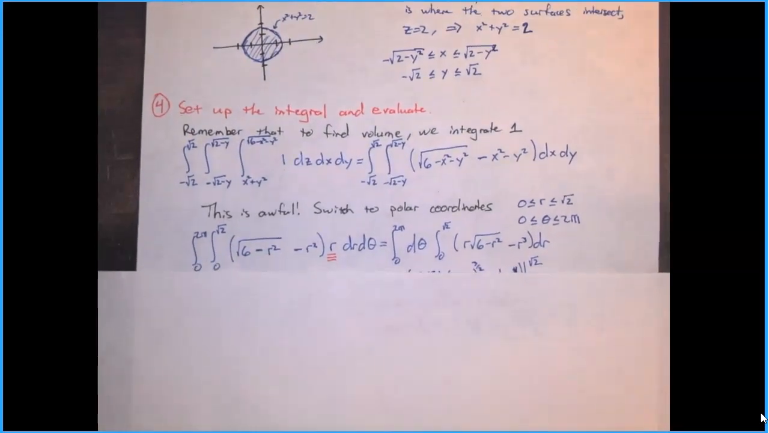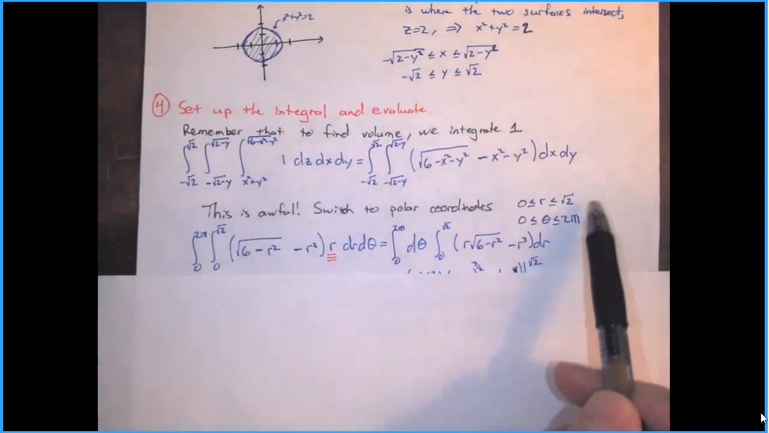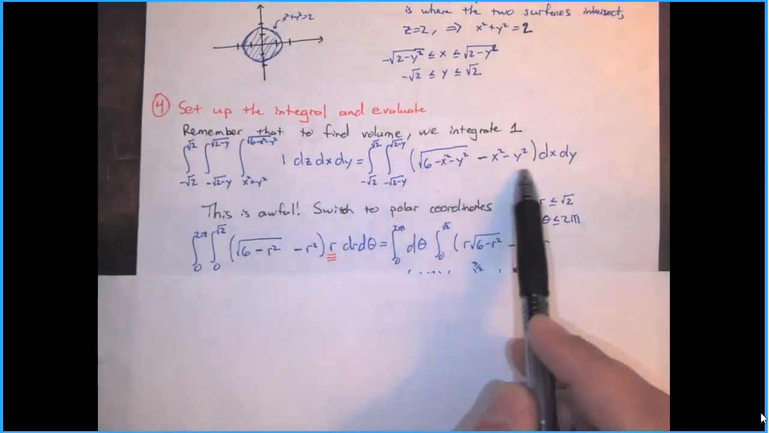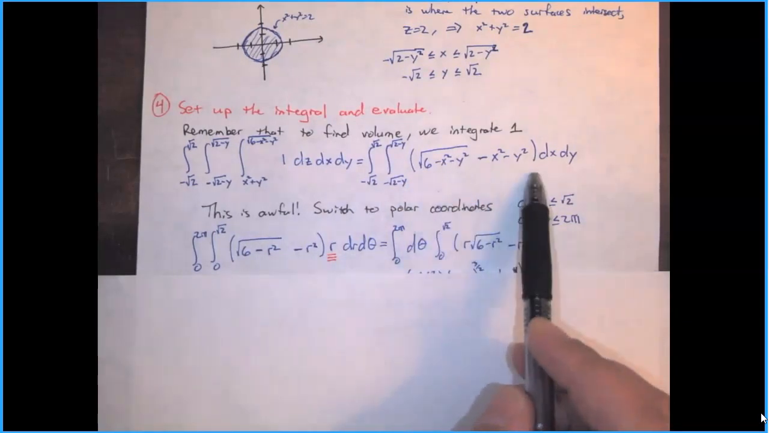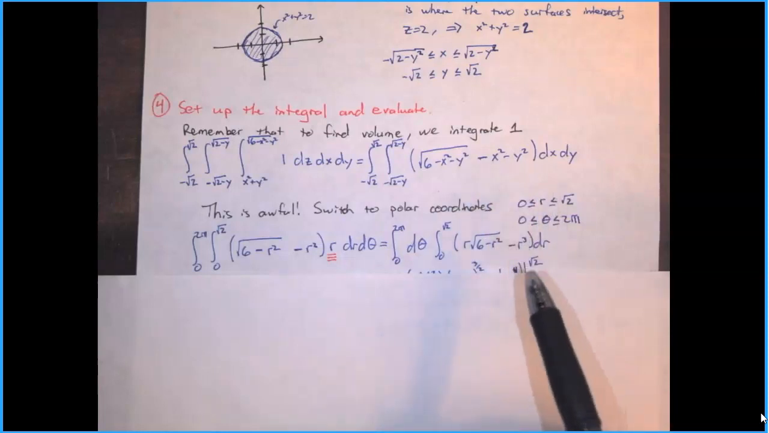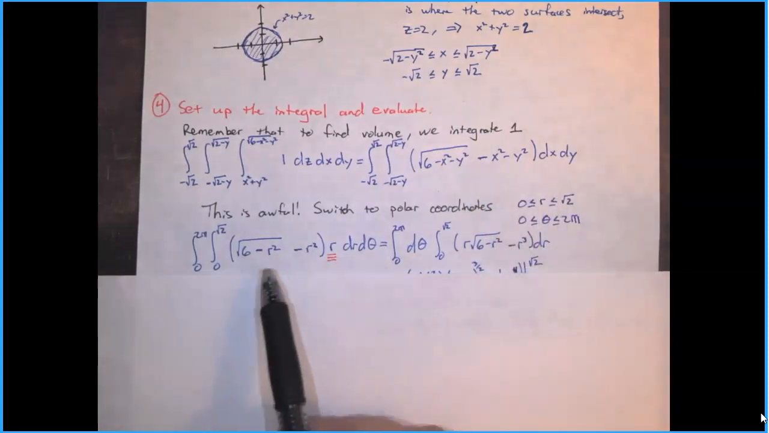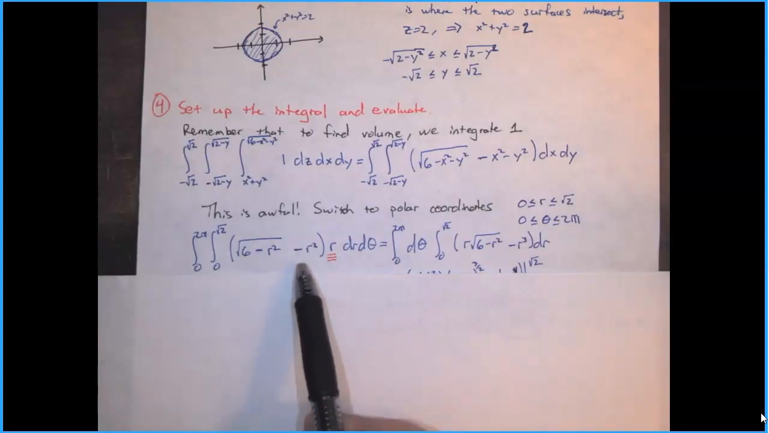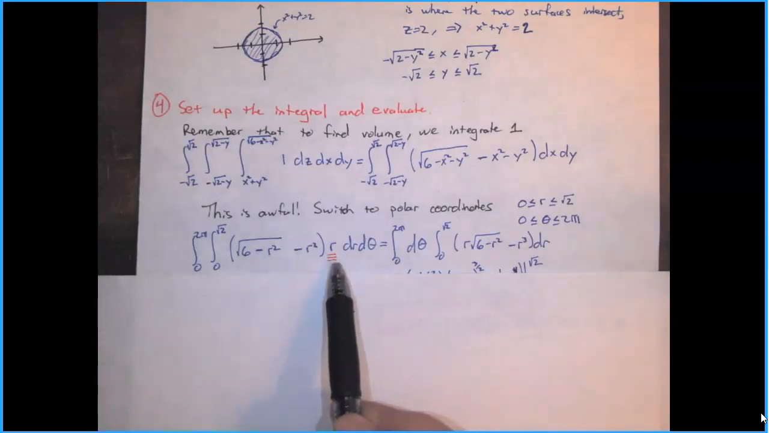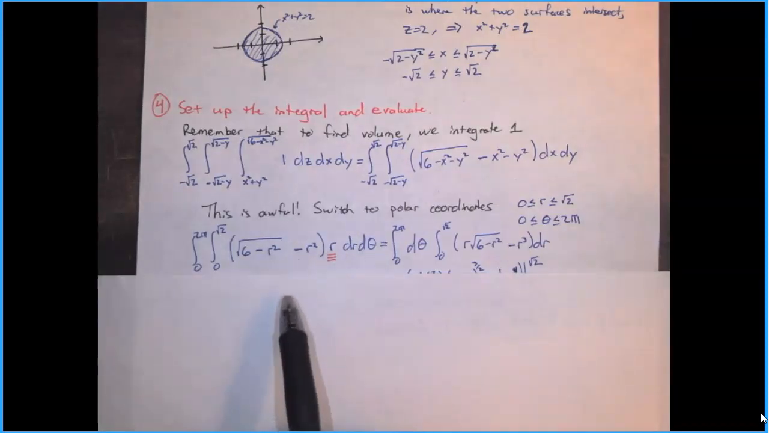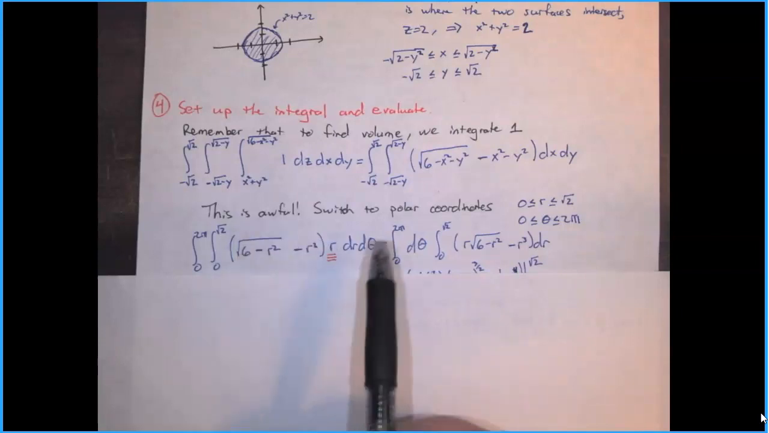Okay, if I switch to polar, I have my bounds for r and theta. I need to switch this function into polar coordinates. So this minus x squared minus y squared, both of these just turn into minus r squared. So now my function in polar coordinates is the square root of 6 minus r squared minus r squared. And don't forget, when we switch to polar, we have to multiply by r, because dx dy is r dr d theta. And now what I'm going to do next is I can separate this integral.